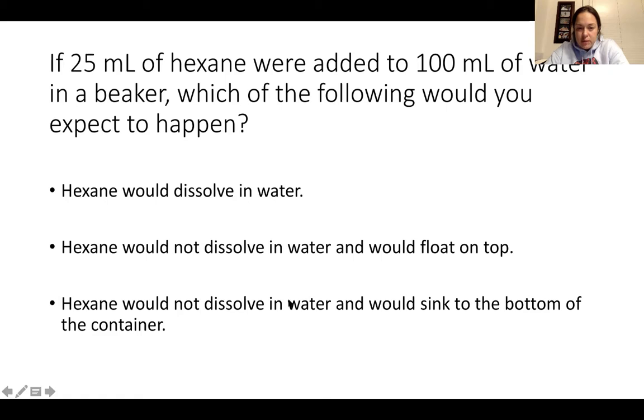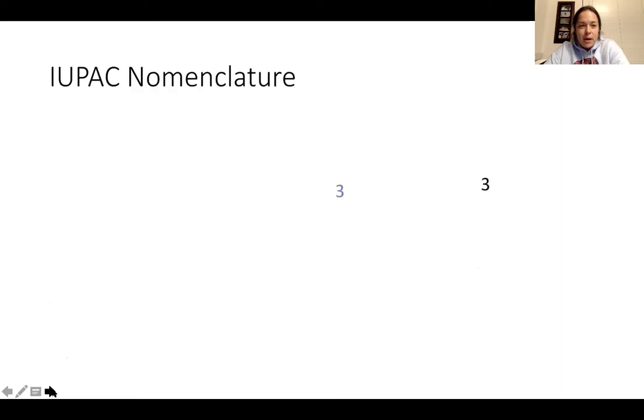Hexane would not dissolve in water and would sink to the bottom of the container. If you go back and look at the information in Top Hat, you'll see that most of the alkanes have a density lower than water, so they tend to float on top until you get to the really big ones. So hexane would not dissolve in water because they have different polarities, and it would float on top of it. So the middle bullet would be the right choice for this question.